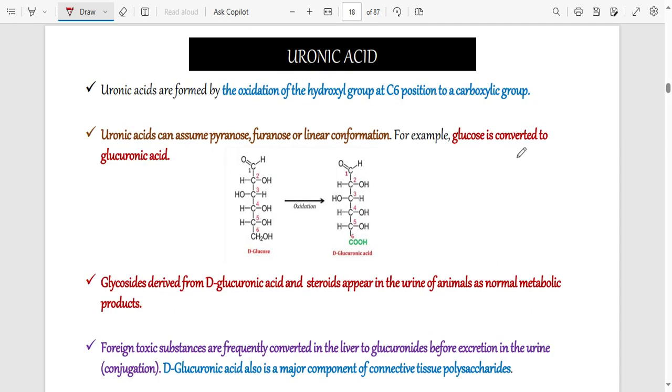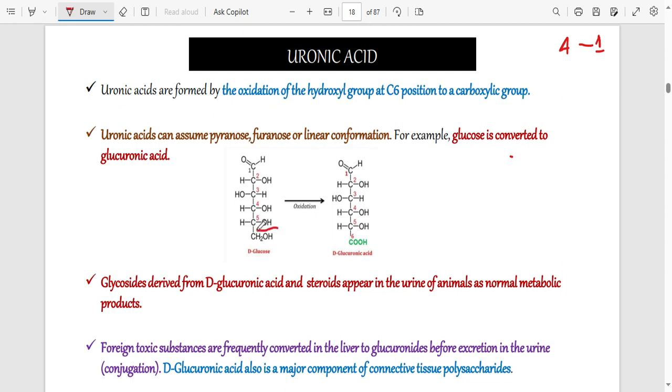The next one is known as uronic acid. So the first one, remember, we are starting with the letter A, so you can think of it as carbon number 1. This one is the letter U. So it is the last carbon, actually the last hydroxyl group. At position number 6, the hydroxyl group is oxidized into a carboxylic acid.